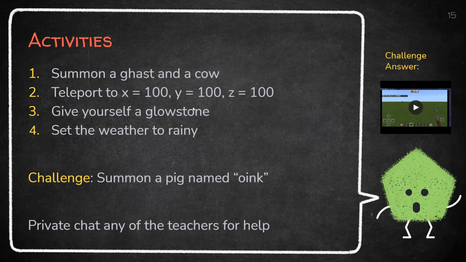Third one is give yourself a glowstone. Glowstone is a really shiny type of stone that you can use in Minecraft. Just give yourself a block of that, and then set the weather to rainy. Right, so with the /weather command, you can make the weather rainy. And then the challenge, if you have time, is to summon a pig named Oink. I'll go over how to do this challenge once you're done. For every activity, what I want you guys to do is pause the video to complete these, and then once you're done, you can just resume the video again. All right, good luck.